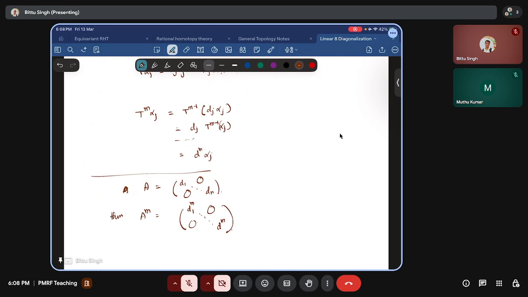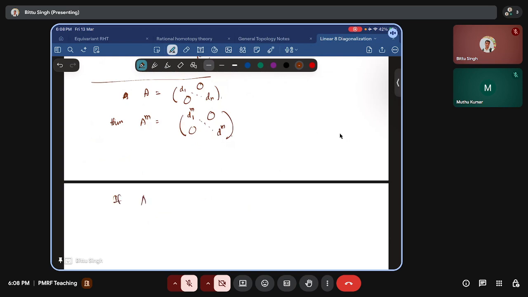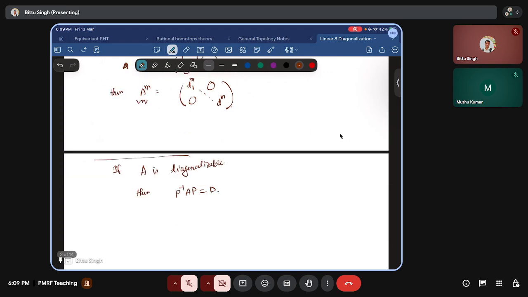Now, suppose A is diagonalizable. Suppose A is not a diagonal matrix, but it is diagonalizable. Can we compute A to the power m easily? So the answer is yes. Then what happens? P inverse AP is some diagonal matrix, right?